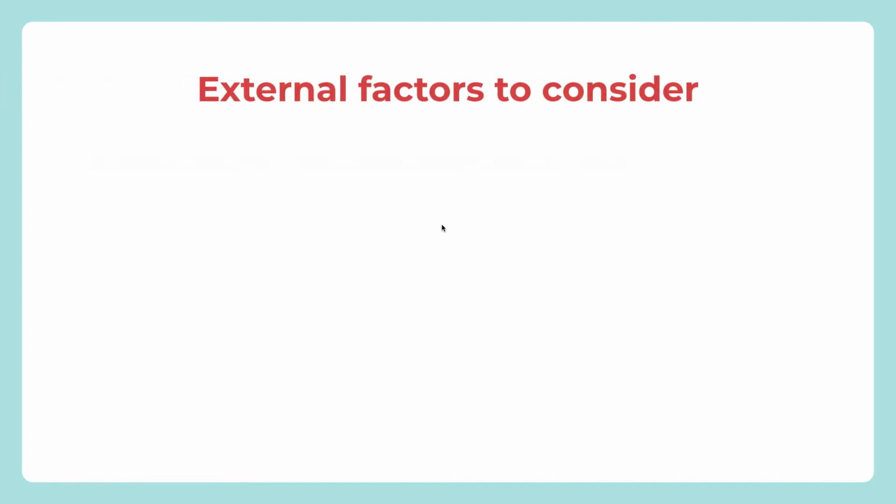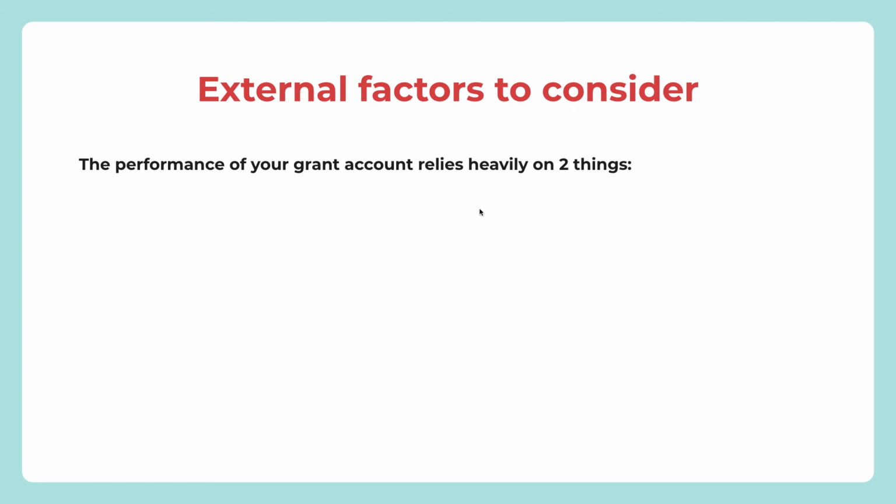External factors to consider. The performance of your grant account relies heavily on three things in total. The first being the way that you set your account up and making sure that it is in line with best practice. But there are two things outside of the grant that really play a big part in your success.